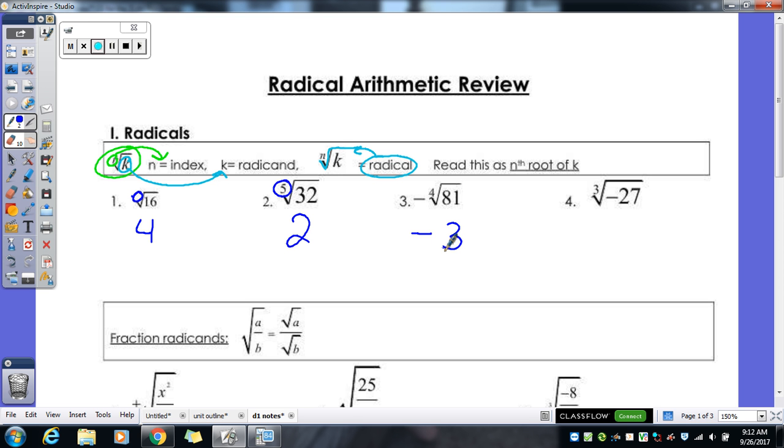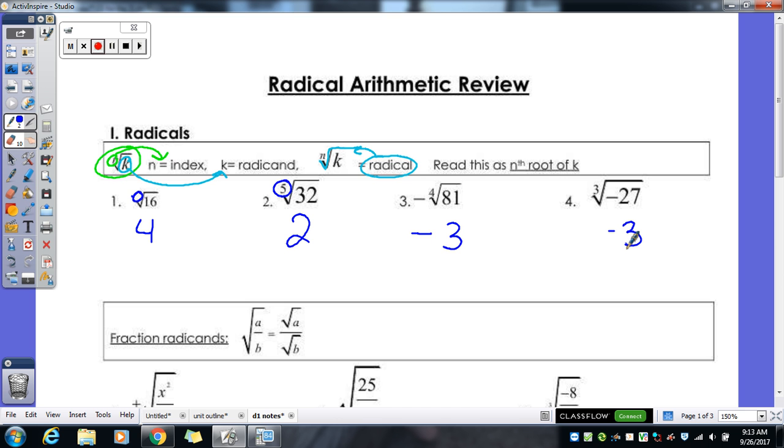Next one, third root of negative 27. Go ahead, type that in your calculator. Let's see what we get. The third root of negative 27. Did anybody do that one yet? What do we get? Negative 3.